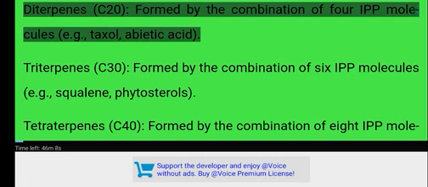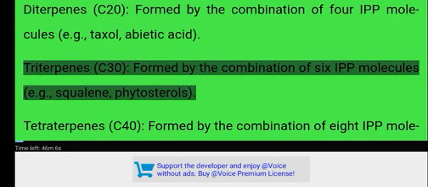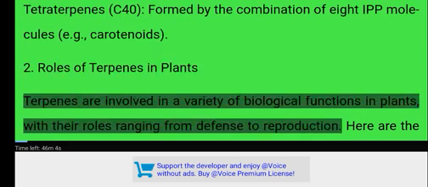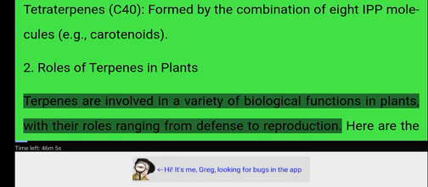Diterpenes, C20, are formed by the combination of four units, e.g., taxol, abietic acid. Triterpenes, C30, are formed by the combination of six units, e.g., squalene, phytosterols. Tetraterpenes, C40, are formed by the combination of eight units, e.g., carotenoids. 2. Roles of terpenes in plants. Terpenes are involved in a variety of biological functions in plants, with their roles ranging from defense to reproduction.